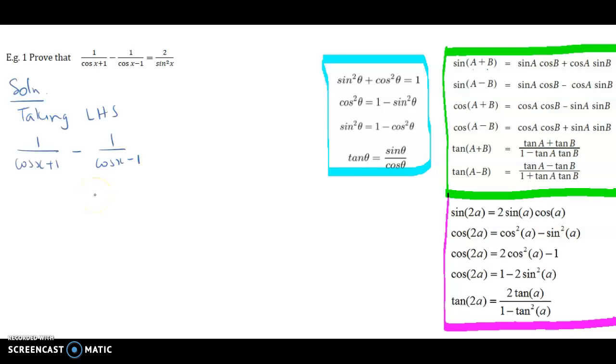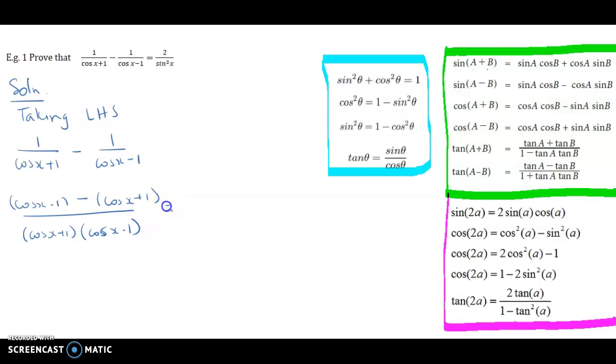So this is what I would usually write up. I'll say taking left-hand side, and I'll go on. Now to find the LCM of this, it will simply be the multiple, as if I were to multiply the two, right? Now, cos x plus 1 into all of this would be cos x minus 1. Cos x minus 1 by 1 would be cos x minus 1. Now, cos x minus 1 into all of this would be cos x plus 1. That multiplied by 1 would be minus cos x plus 1.